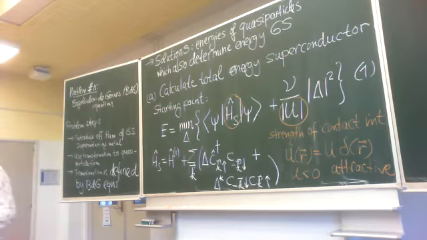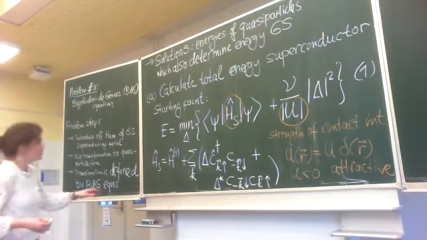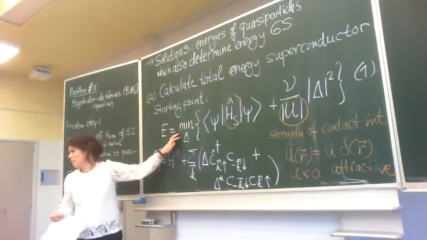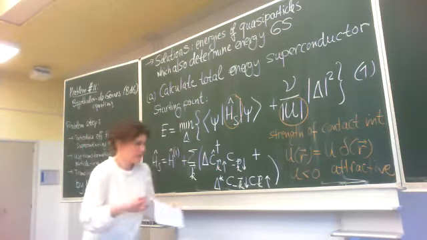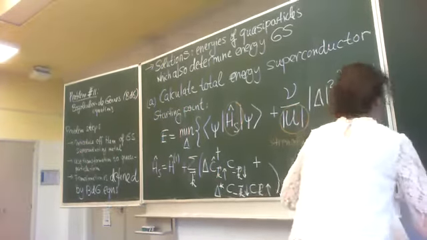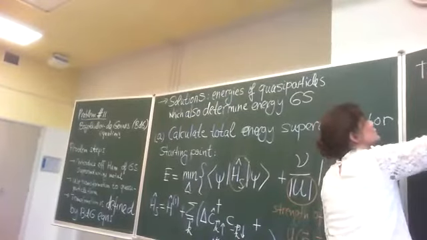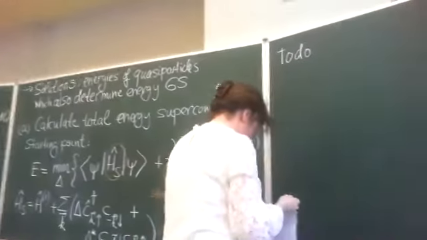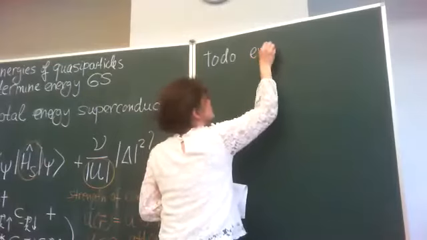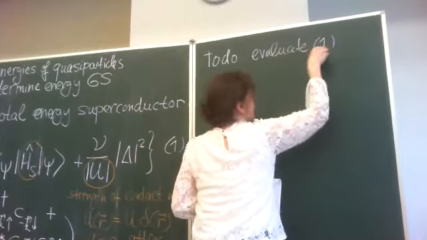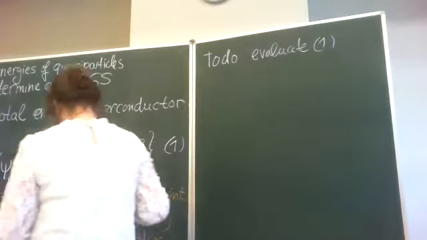I'm going to stop talking for a little while, because now you have all the ingredients to do this minimization. Have a try together with the neighbors. So, your neighbors. So to do, and then we look at what we could get a little bit later. To do, evaluate this energy, equation 1.